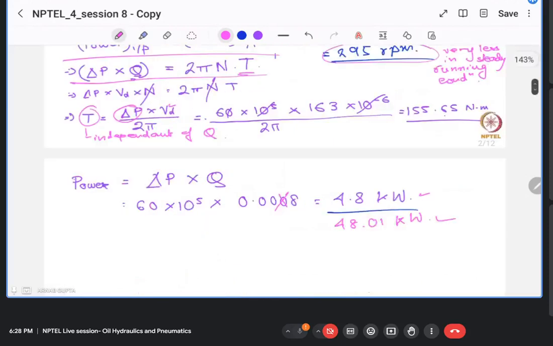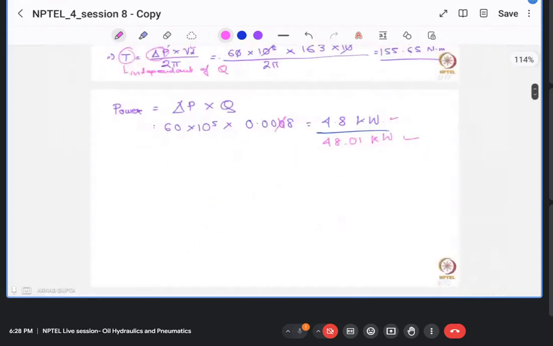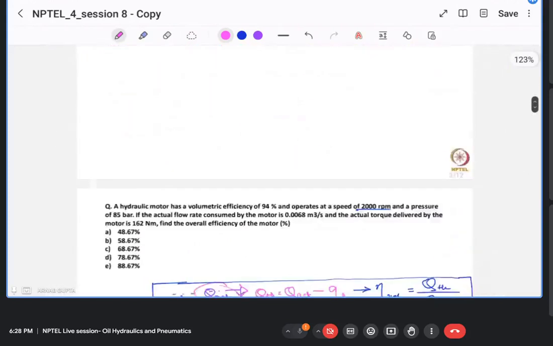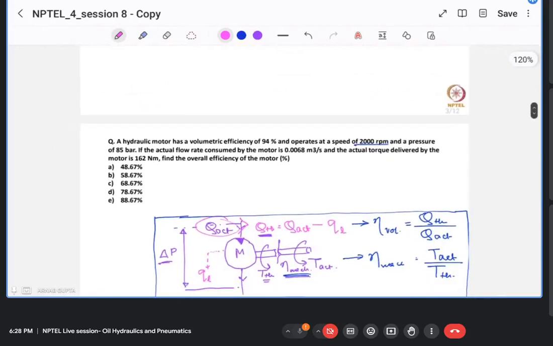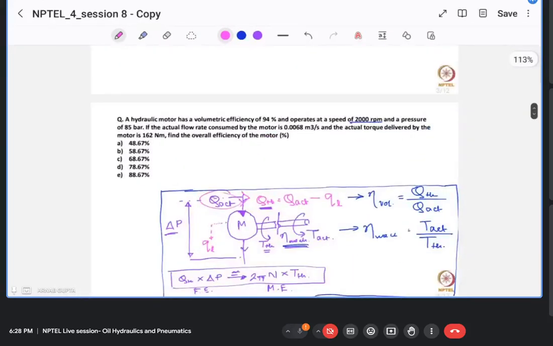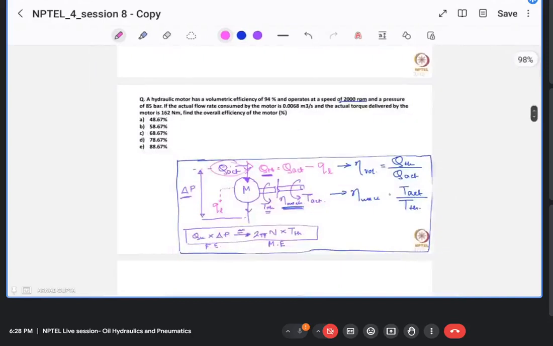So we got three, four insights from this particular problem. It is a simple problem, but still, a few things we got to know.